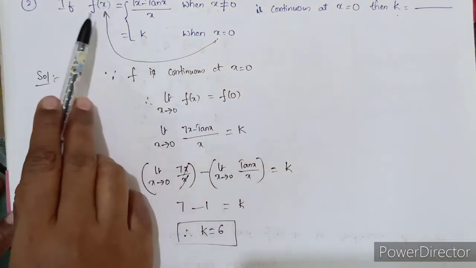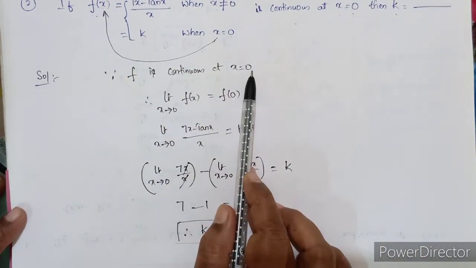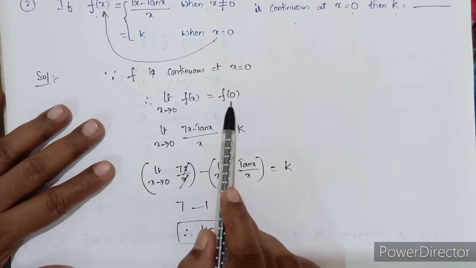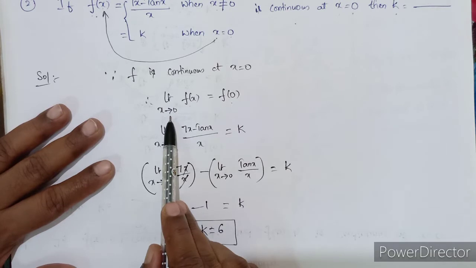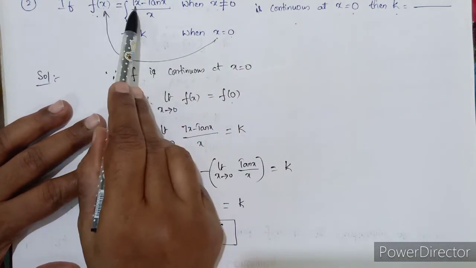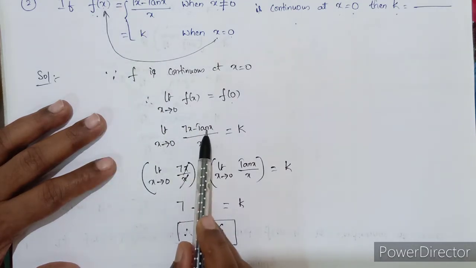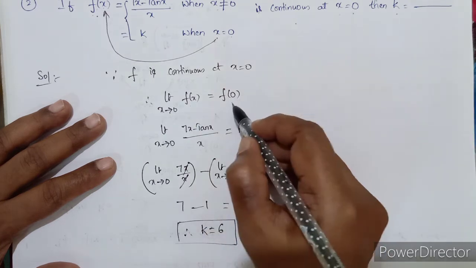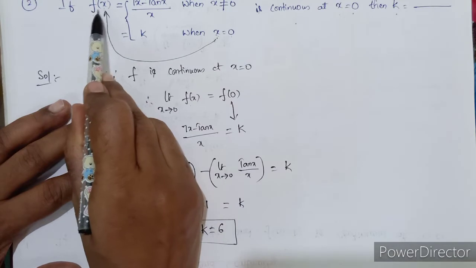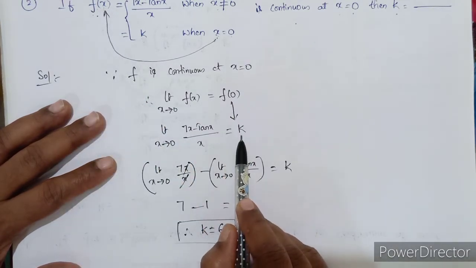So once again, given this function is continuous at x equal to 0. Since f is continuous at x equal to 0, we use the definition limit x tends to 0 f of x is equal to f of 0. X is tending to 0 means x is not equal to 0. When x is not equal to 0, f of x is (7x minus tan x) by x. Limit x tends to 0, (7x minus tan x) by x is equal to f of 0. We put x is equal to 0 here, f of 0 gives k. Therefore f of 0 is equal to k.